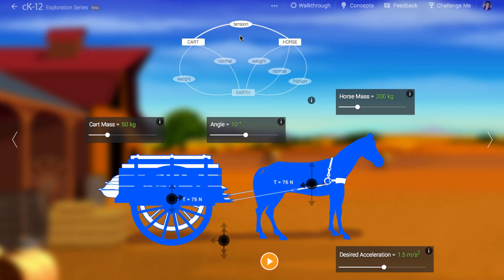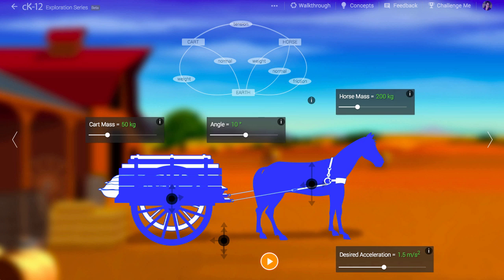Now to address the question that began the simulation. If Newton's third law says that each of these force interactions are equal and opposite in nature, how can anything actually happen? If the cart and horse pull on each other with equal force, how can either move? What we need to do now is look at each object independently and analyze just the forces acting on that object.